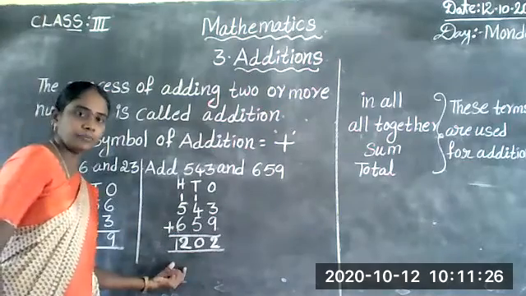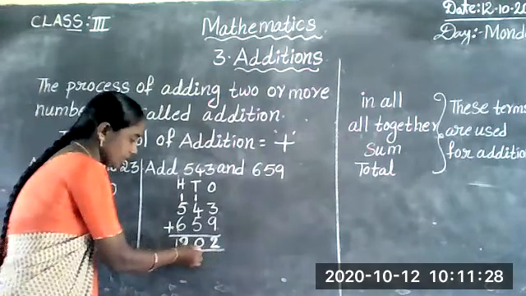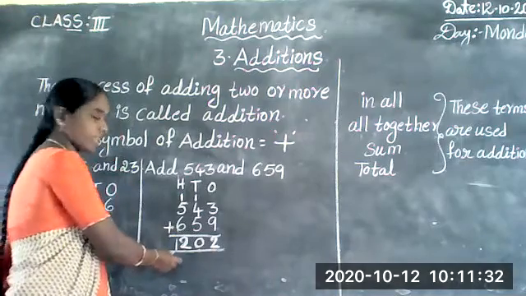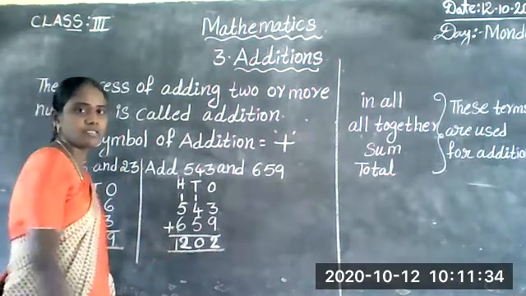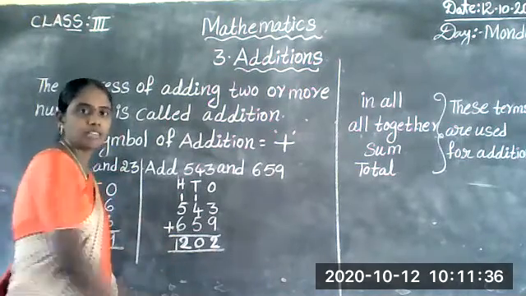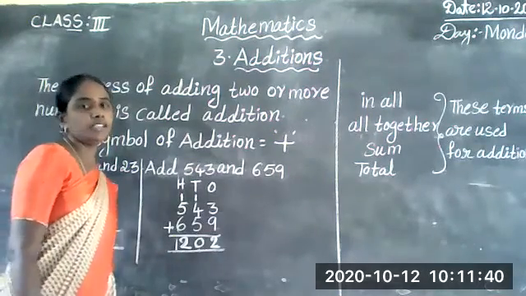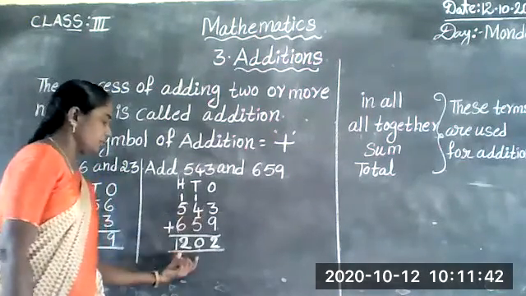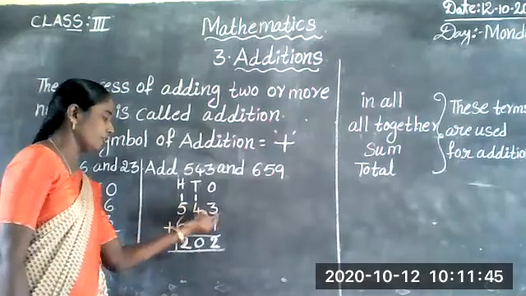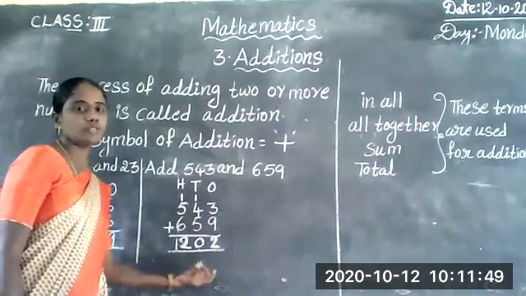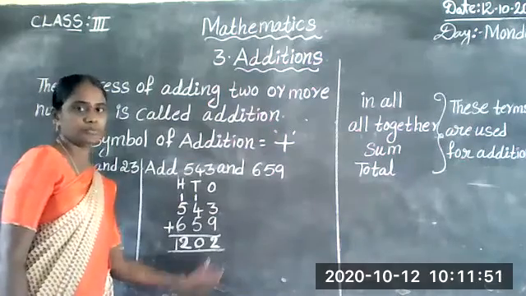Read this number: ones, tens, hundreds, thousands. Here, how many thousands are there? In thousands place 1 is there. So 1,000. The answer is 1,202. What is the sum of 543 and 659? 1,202.